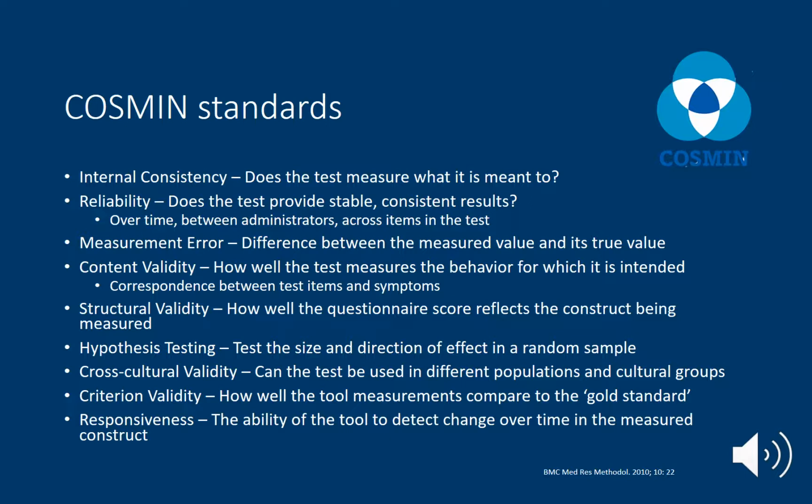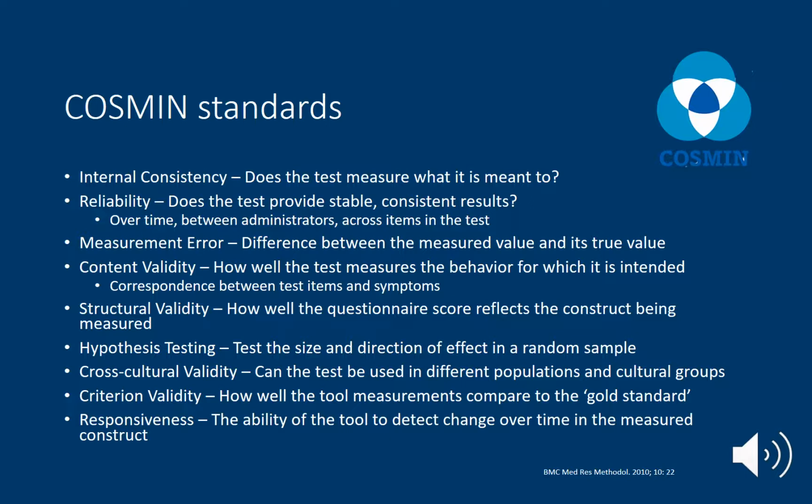Hypothesis testing. So we want to look at if we can evaluate the size and the direction of effect in a random sample. Cross-cultural validity: can we use the test in multiple different populations and across cultural groups? Criterion validity is how well the tool measurements compare to the gold standard. Now in CVI, it's a little difficult to do because there really is no accepted gold standard for CVI. And finally, we want to look at the responsiveness, especially when we're looking at change over time. Are we able to actually do that?